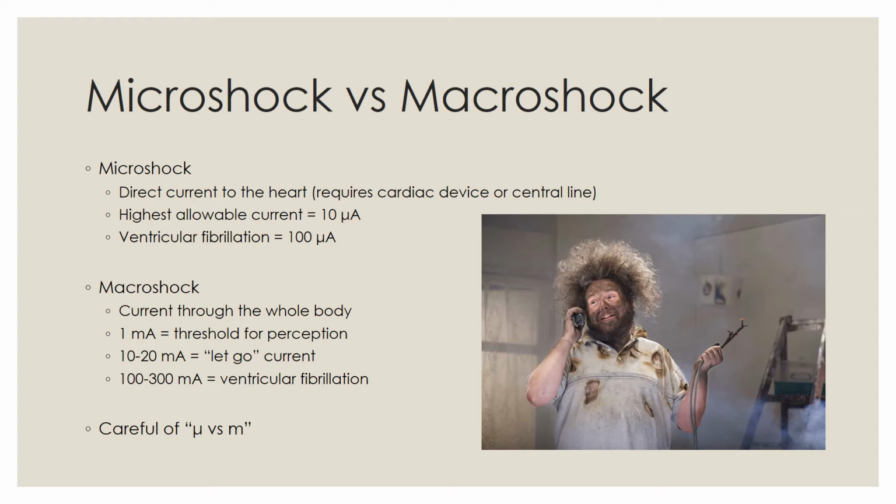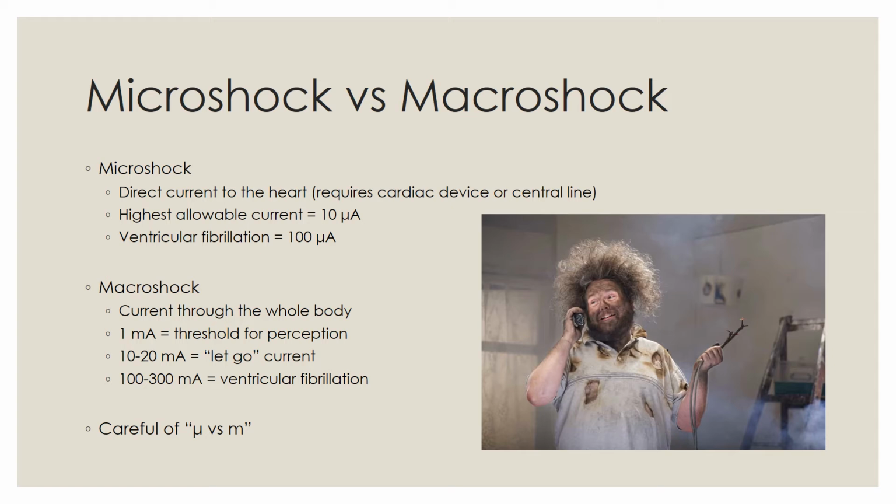The difference between microshock and macroshock also is the amount of electricity that goes in. Microshock is dealing with microamps, whereas macroshock is dealing with milliamps. So looking back to microshock, the highest allowable current through the highway to the heart is 10 microamps. If we were to touch a wire with 10 microamps, we wouldn't even be able to feel that there was anything there. Same thing goes with 100 microamps. We wouldn't really be able to tell that anything was there. However, if it's directed directly to the heart via a device, that could cause ventricular fibrillation.